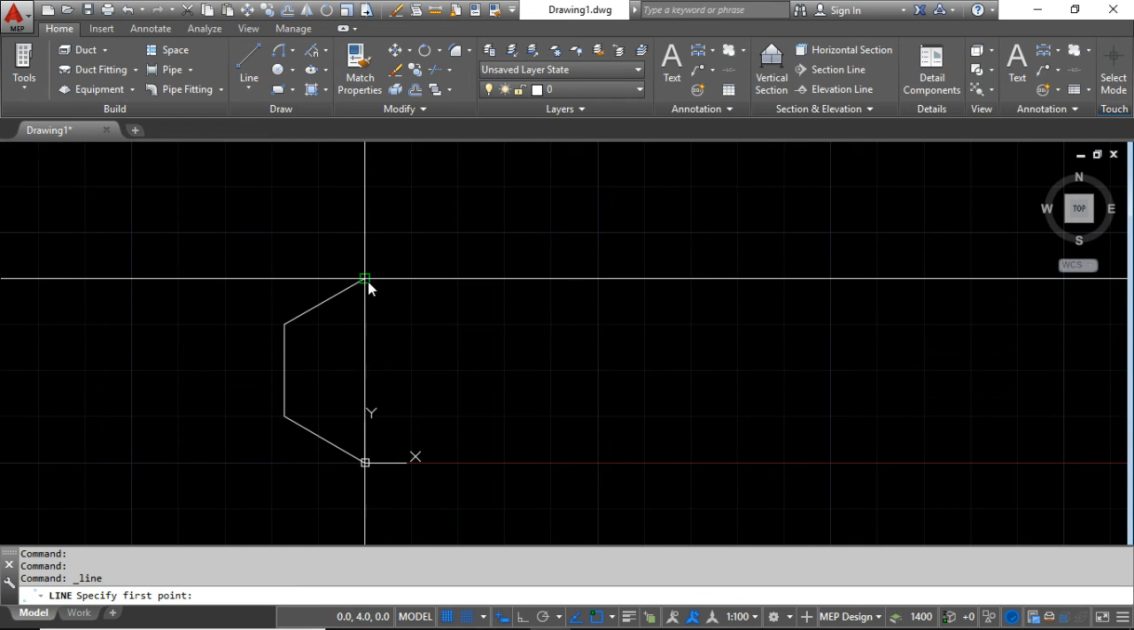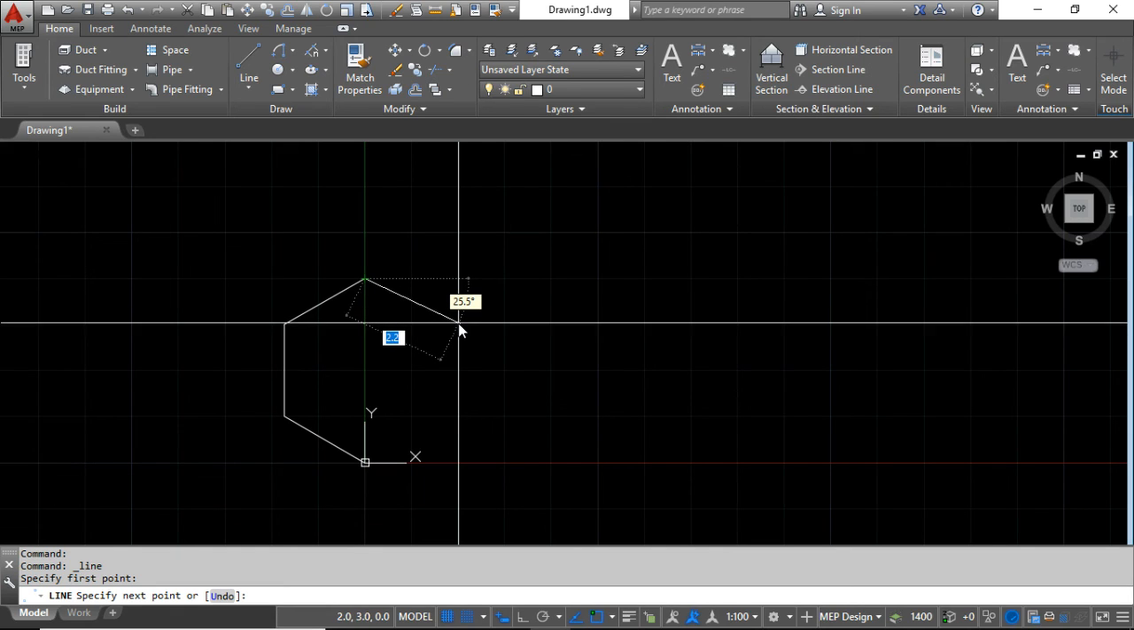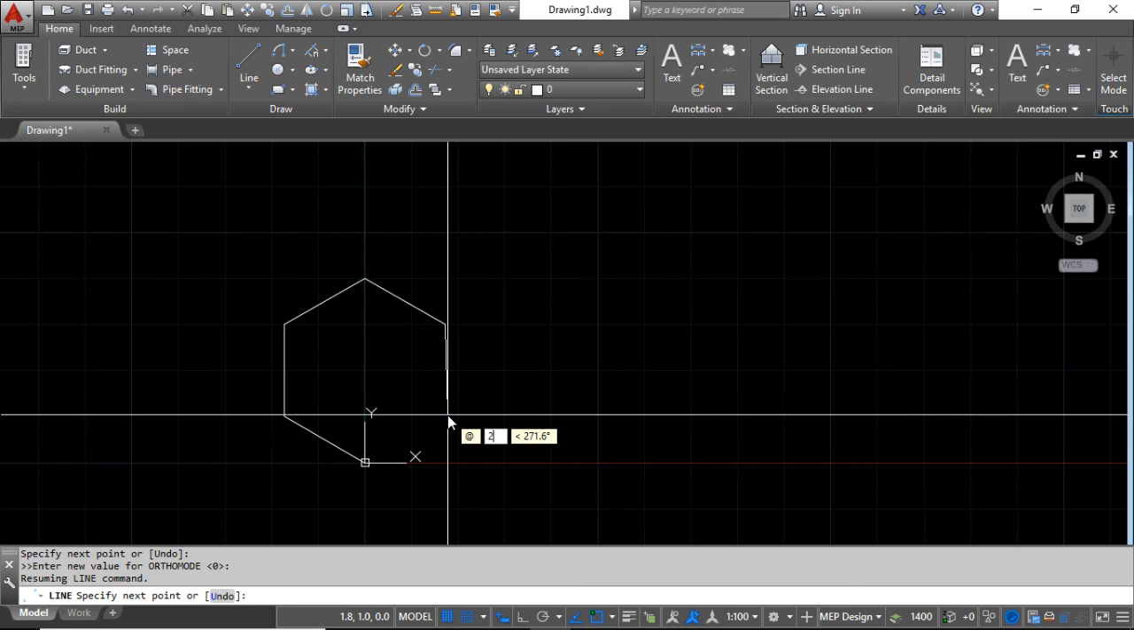So I'm going to go line from here. I'm going to travel 2, and this angle is 330, or negative 30. Either way. So I'm going to go at 2 angle 330. The fifth line is 2 units straight down. Straight down is 270 degrees. At 2 angle 270.